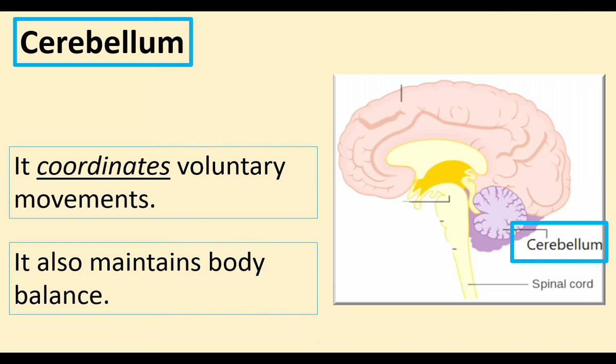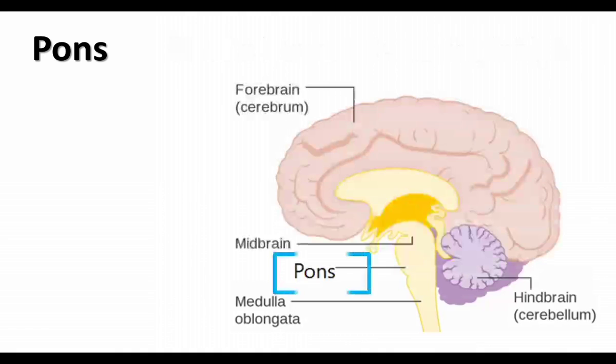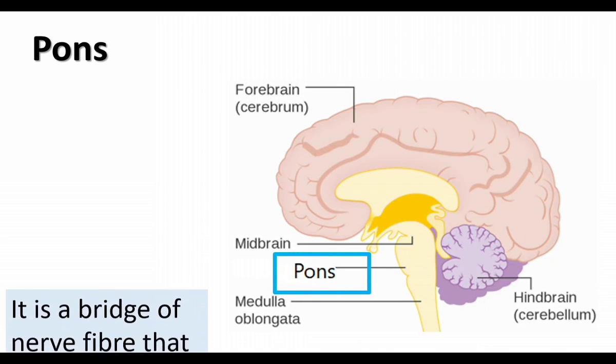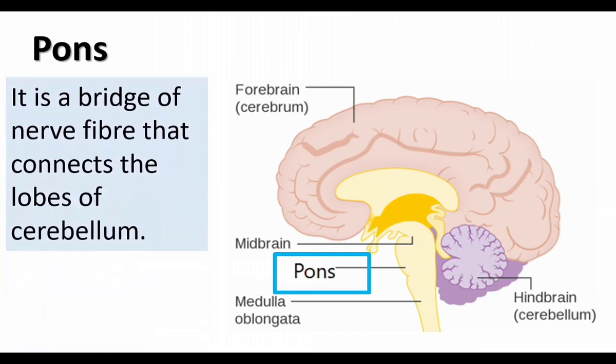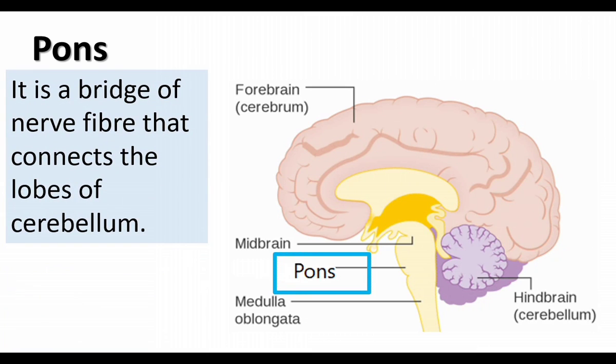While walking and running, while cycling, while dancing, a body balance is necessary, that is maintained by cerebellum. Alcohol affects the cerebellum, so alcoholic people show imbalanced movement. Pons acts as a nervous bridge. It is a bridge of nerve fiber that connects the lobes of cerebellum. The two lobes of cerebellum are connected by pons.